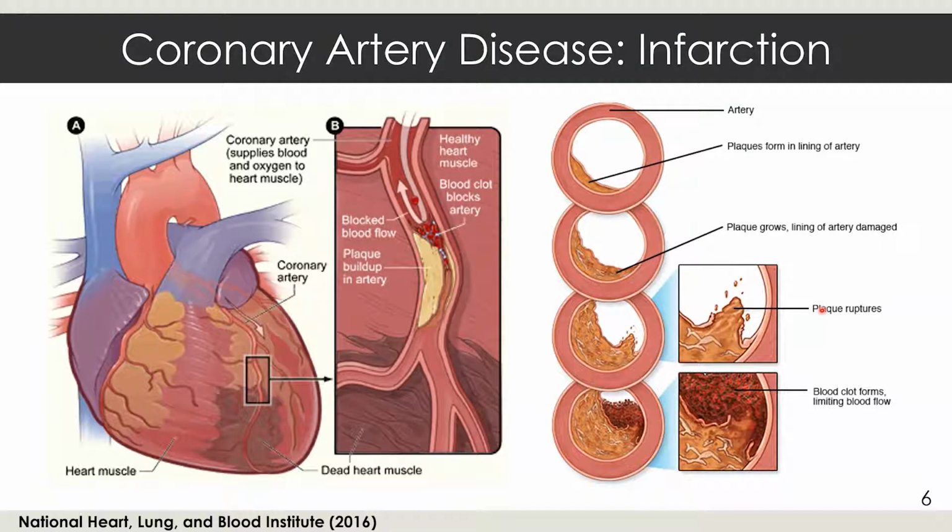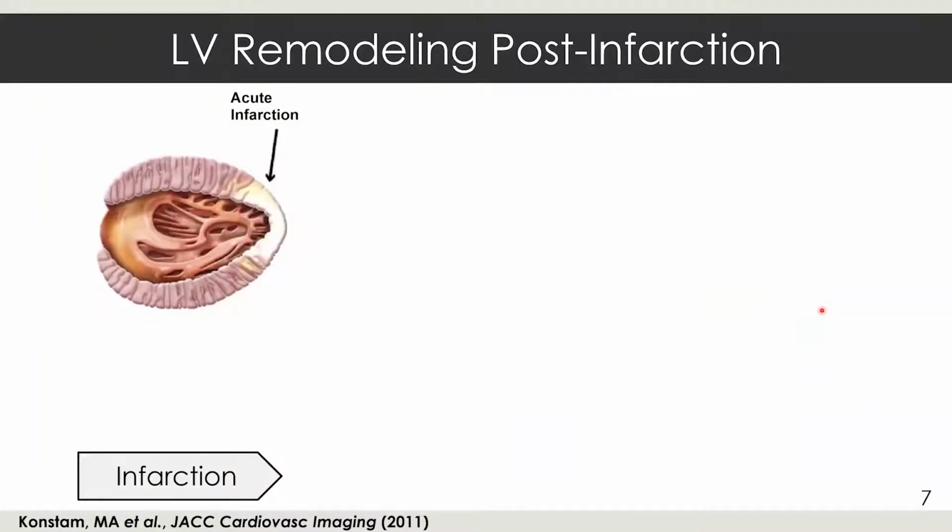If this isn't done in a timely manner, you get significant damage in the heart, and the rest of the heart that is still viable and contracting will have to compensate for this loss of function in the damaged region. This continual remodeling process to compensate for the loss in function is the basis of post-infarction remodeling. So what happens to the heart following a myocardial infarction?